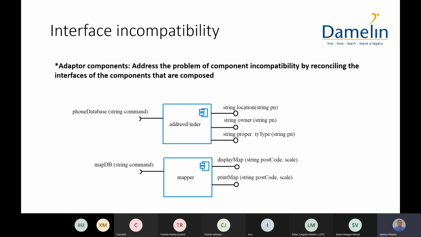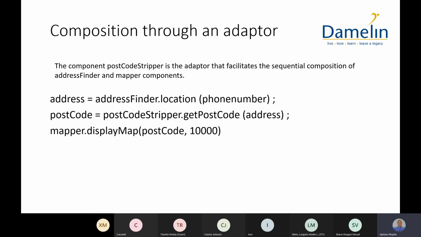But we have a problem because there is an incompatibility here, where let's say the mapper component, or component B, is expecting just the postal code, and component A is generating a long full residential address. So let's just take that as an example, and in the next slide I'll demonstrate how the use of an adapter class can solve the problem.